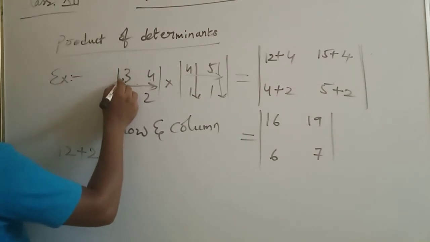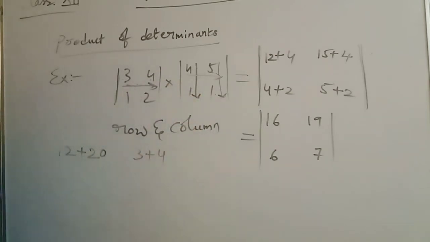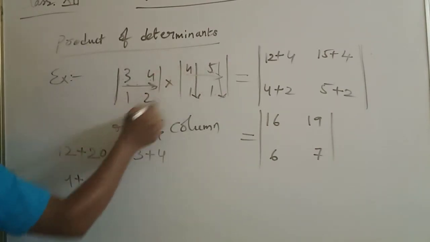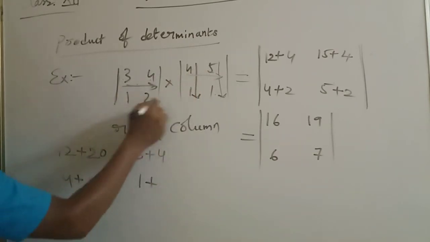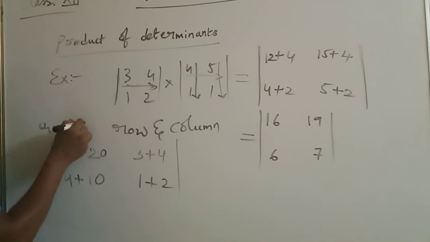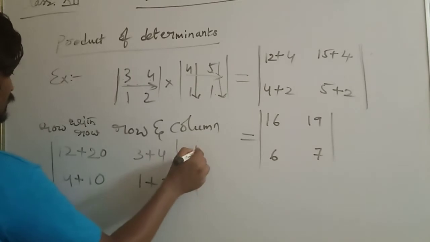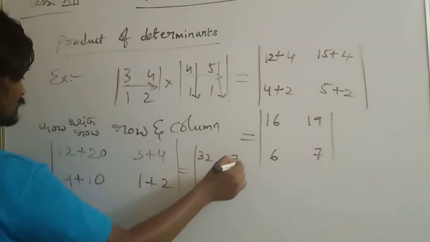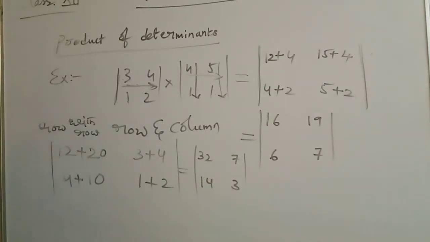Next, first row with second one. 3 1s are 3 plus 4 1s are 4. Clear? Same method now. 1 4s are 4 plus 2 5s are 10. 1 1s are 1 plus 2 1s are 2. This is row with row. So what is your answer? 32, 7, 14, 3. So that is your product of determinants.